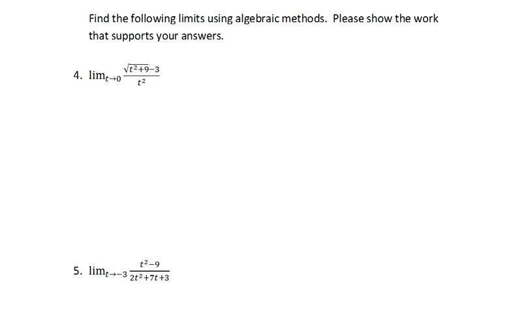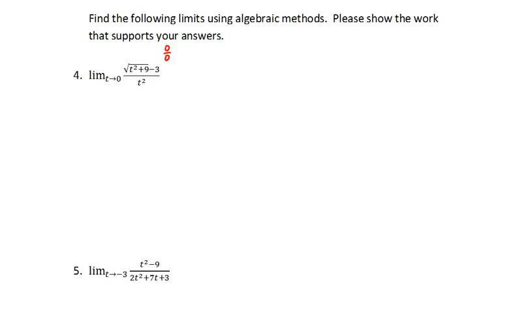Problems 4, 5, and 6 have to do with evaluating limits algebraically. So we have the limit as t approaches 0 of square root of t squared plus 9 minus 3, all over t squared. If I plug in t equals 0, I'll get square root of 9, which is 3, minus 3 is 0, and t squared when t is 0 is also 0. So that's definitely 0 over 0.